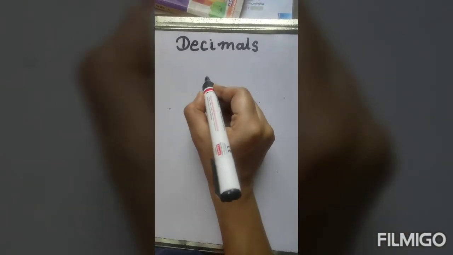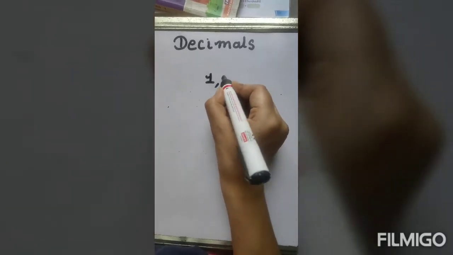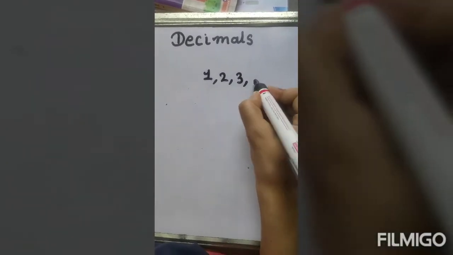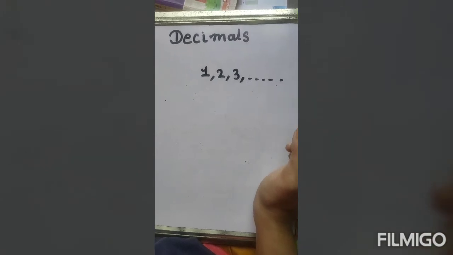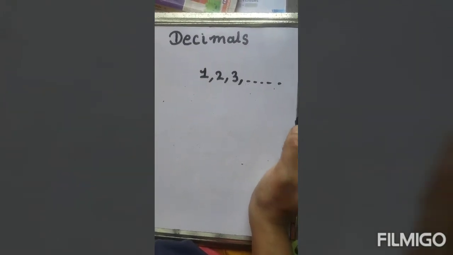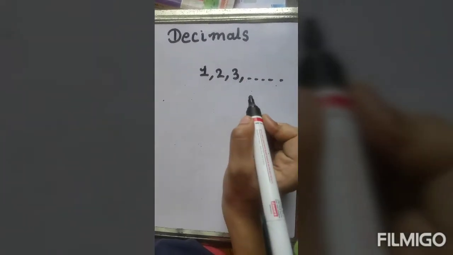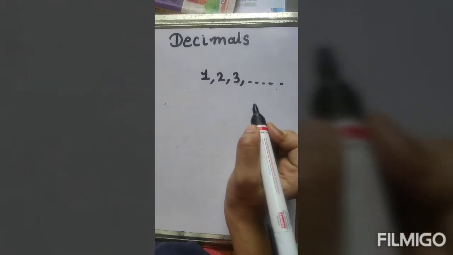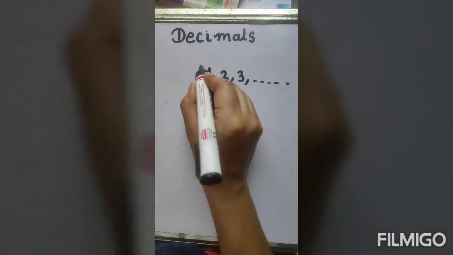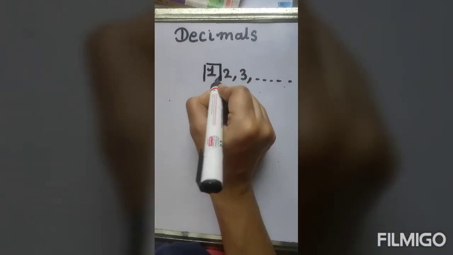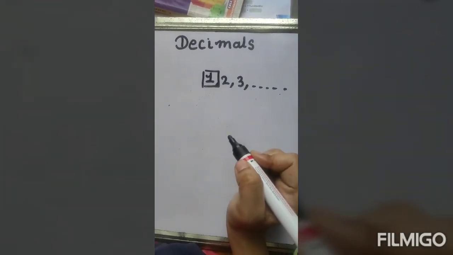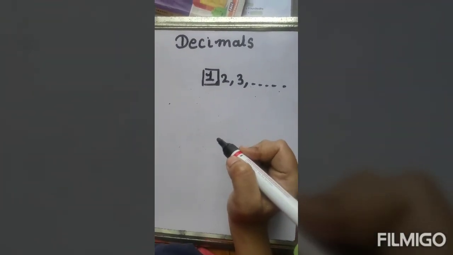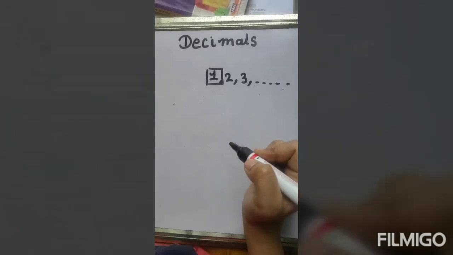We know that any value can be 1, 2, 3. We know about these numbers, right? Okay. 1, 2, 1000, 400, 500. We know about these values. These are the whole values. Now, if any value is less than 1, how do we represent that value? We will represent that value in the form of a fraction, and then we will convert that fraction into decimals.